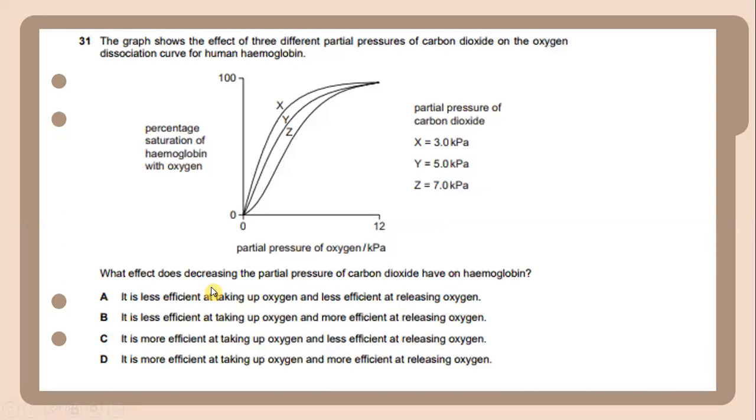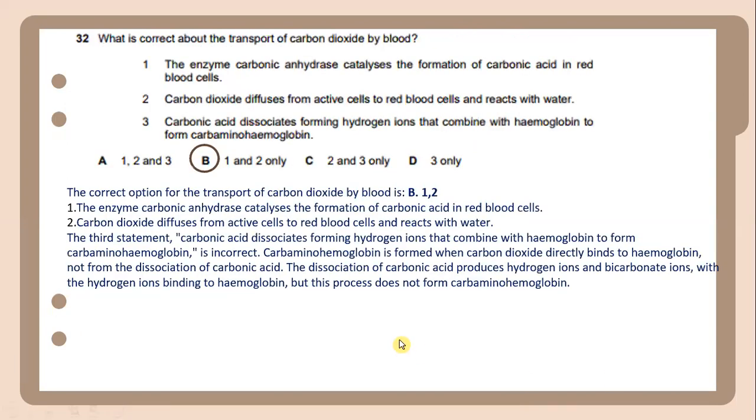The graph shows the effect of 3 different partial pressures of carbon dioxide on the oxygen dissociation curve for human haemoglobin. What effect does decreasing the partial pressure of carbon dioxide have on haemoglobin? It is more efficient at taking up oxygen and less efficient at releasing oxygen.